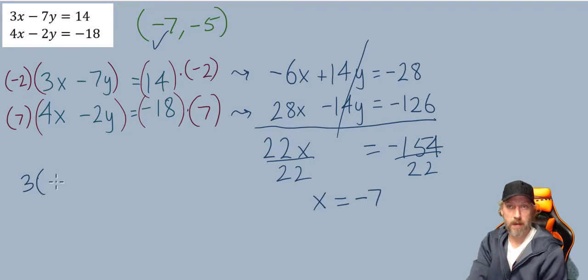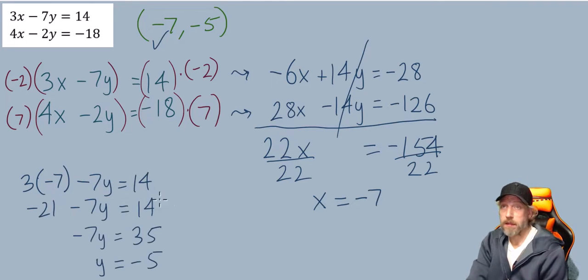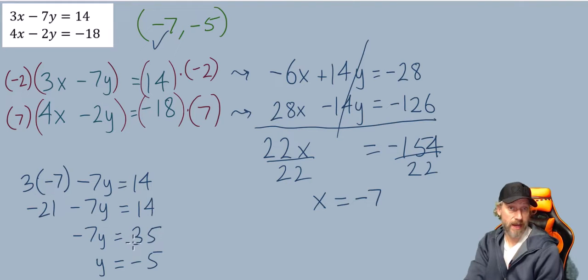Looking at that top equation, 3x is now 3 times negative 7 minus 7y equals 14. And let's solve for y, and that does work. 3 times negative 7 is negative 21, and then I add 21 to zero out the negative 21. On the right side, 14 plus 21 got us to 35. And then dividing by negative 7 gives us y equals negative 5.